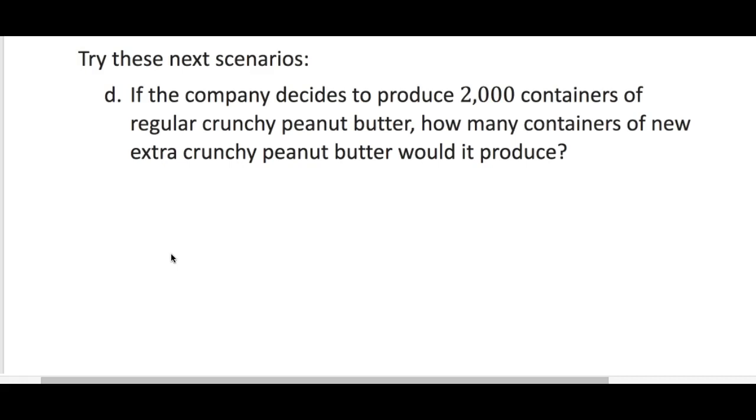Okay, D says, if the company decides to produce 2,000 containers of regular crunchy peanut butter, how many containers of new extra crunchy peanut butter would it produce? So again, we're not doing 90,000 this time, we're doing 2,000. So go ahead and figure it out yourself and see what you come up with for an answer.